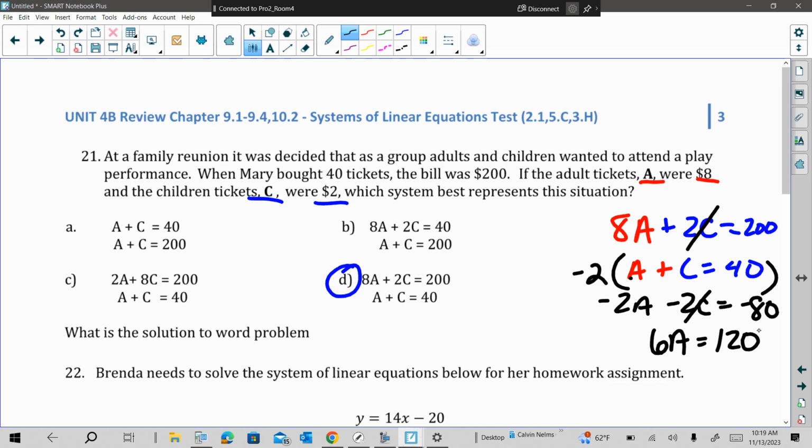Does that make sense? So there are 20 adults. If there are 20 adults, and I know there was a total of 40, then there would have to be 20 children as well.